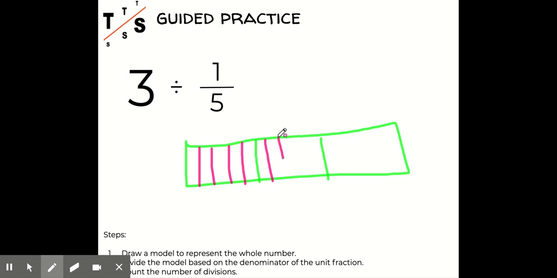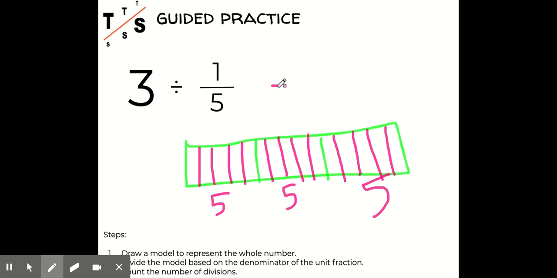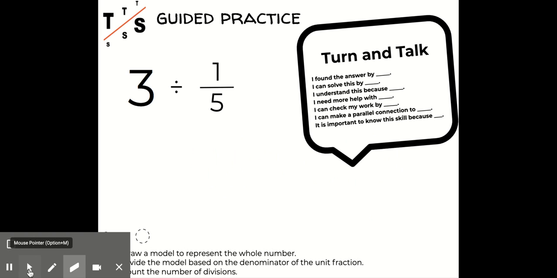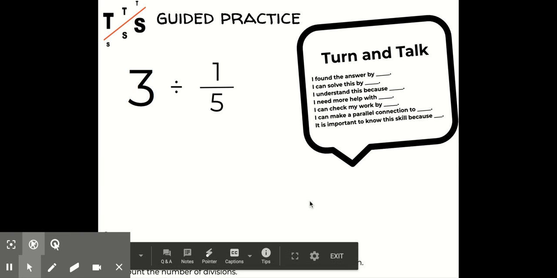Then here. So that gives me another 5. And then I'll divide this one into 5 pieces. So now I have 5, 5, and 5, which gives me 15. Let's talk about this problem. Which sentence frame, let me erase these, would you use to explain your thinking? I would say I understand this because the model is explaining to me how I'm dividing because I'm using the whole number and the denominator of the unit fraction to show the division.